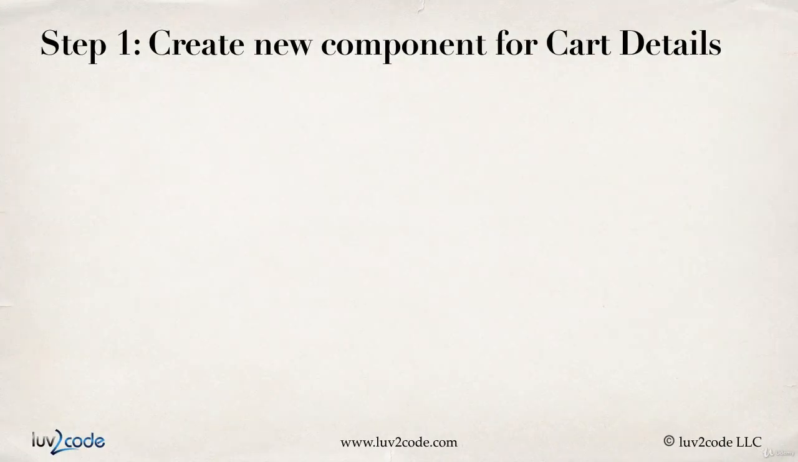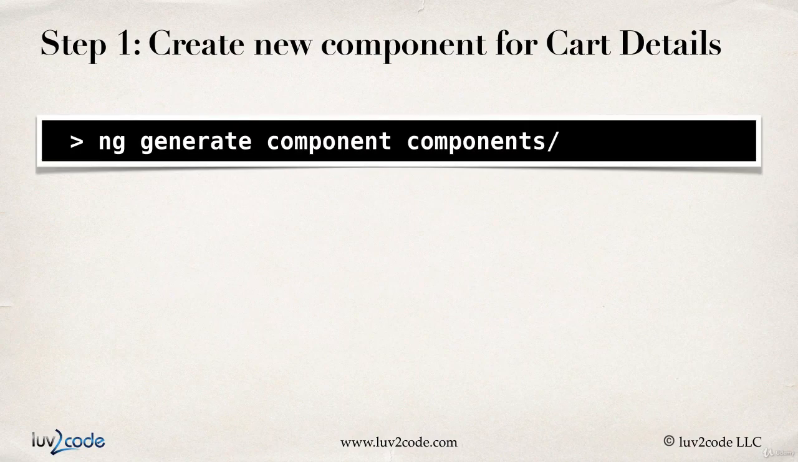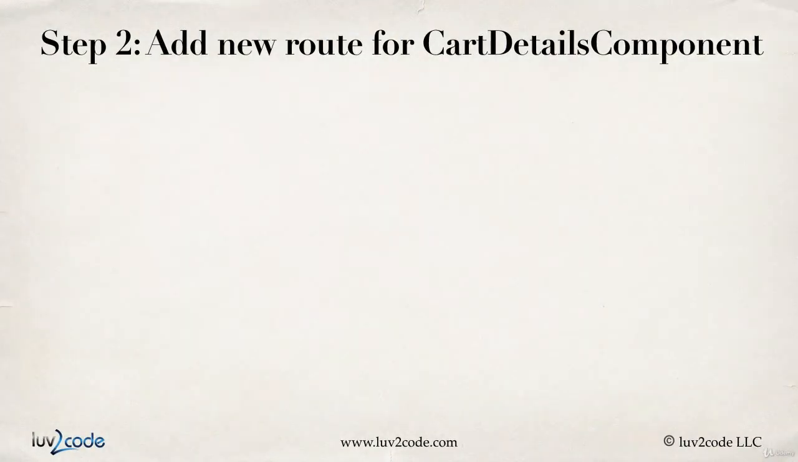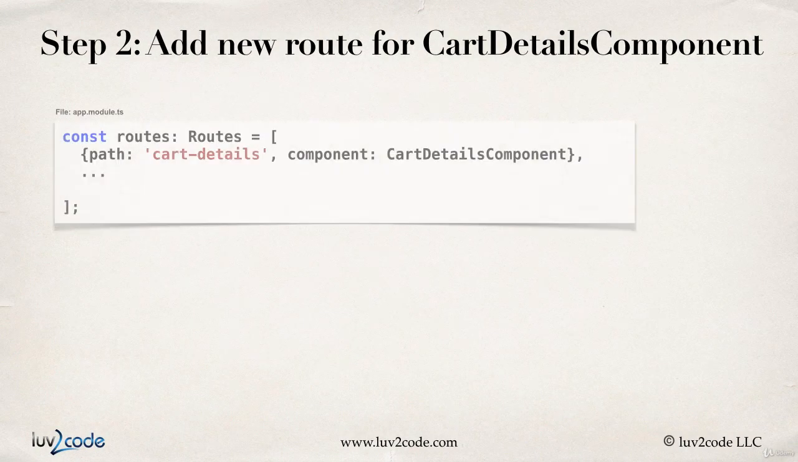Okay, step one of creating the new component for cart details. So we simply make use of that Angular command, right? ng generate component, and then we give components/cart-details. And then in step two, we'll add a new route for the cart details component. So in our app.module.ts file, I'll add this new route here, cart-details, and it'll map over to our cart details component.